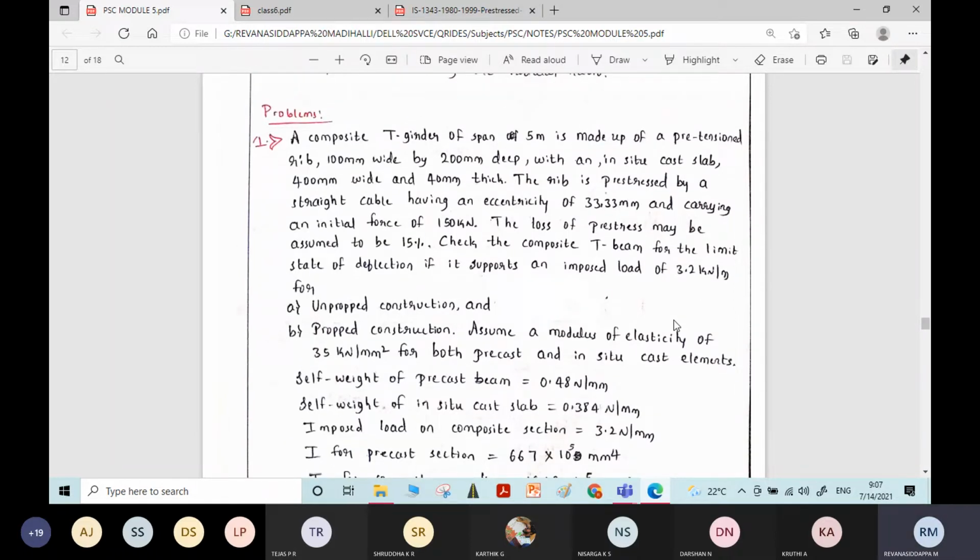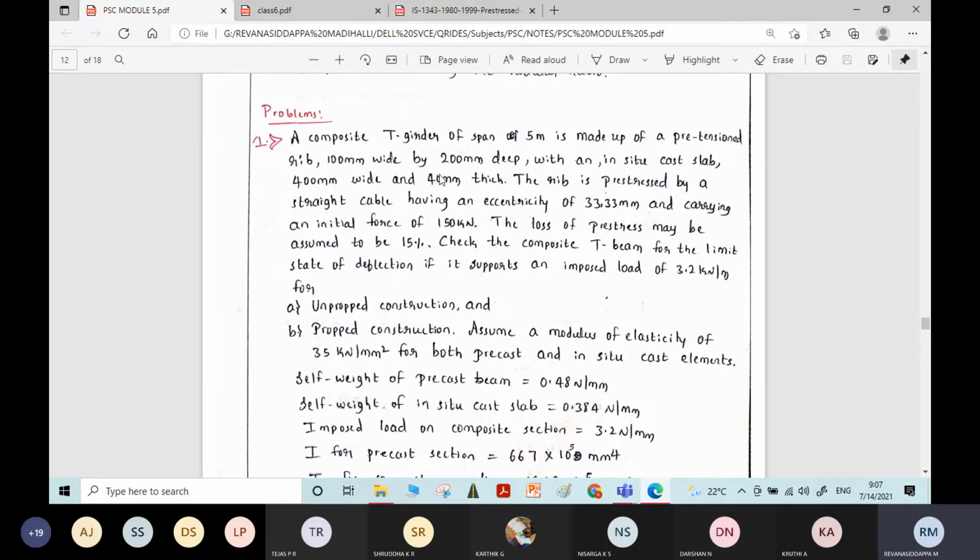Okay. Let me go through the problem once. A composite T girder. A T girder means it is a composite section. The slab is cast in situ, and the beam is a pre-stressed concrete member. Therefore, it is a composite member. A composite T girder of span 5 meter is made up of a pre-tensioned rib 100 mm wide, 200 mm deep, with an in situ cast slab 400 mm wide, 40 mm thick.